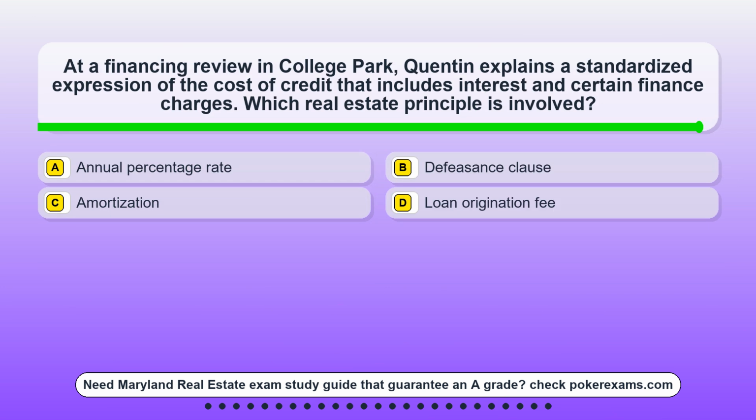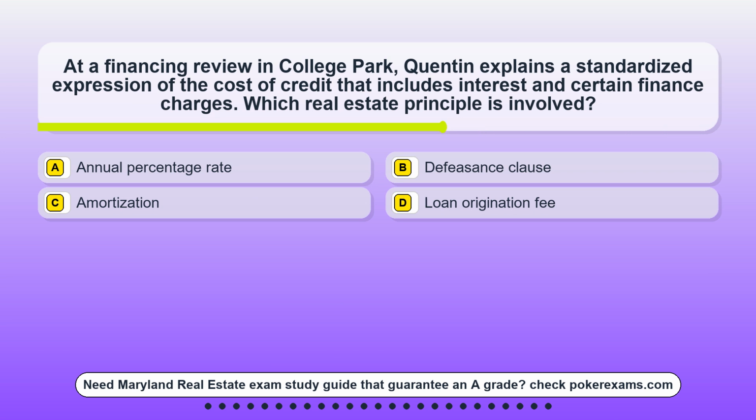Question 13. At a financing review in College Park, Quinton explains a standardized expression of the cost of credit that includes interest and certain finance charges. Which real estate principle is involved? Option A, annual percentage rate. Option B, defeasance clause. Option C, amortization. Option D, loan origination fee.